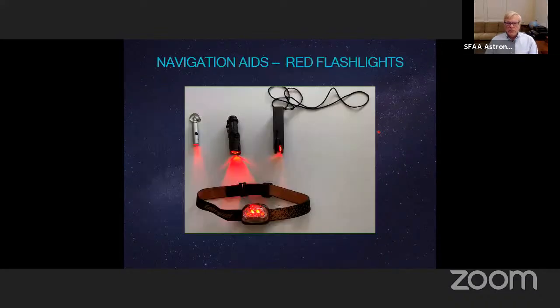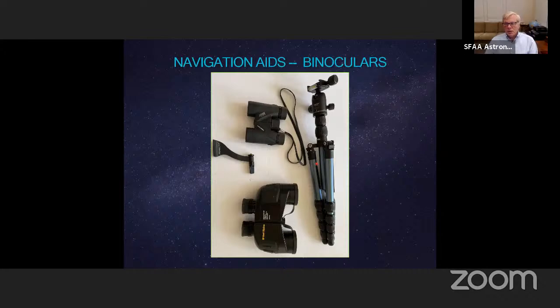A couple of other navigation aids, red lights. Regular flashlights ruin your night vision. So these are dedicated red lights, a variety of them, including a headband one that you can get at a hardware store, to protect your night vision. If you don't have anything, you could put some red cellophane over a flashlight, or even, I'm told, you could put a paper bag over it and secure it with a rubber band.